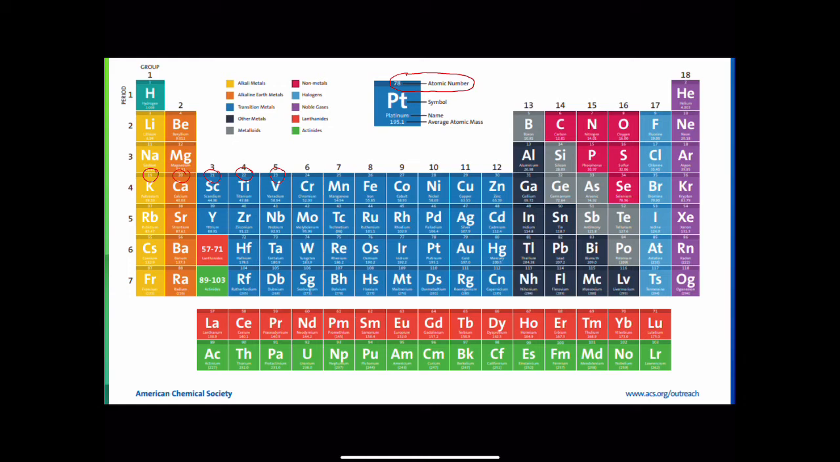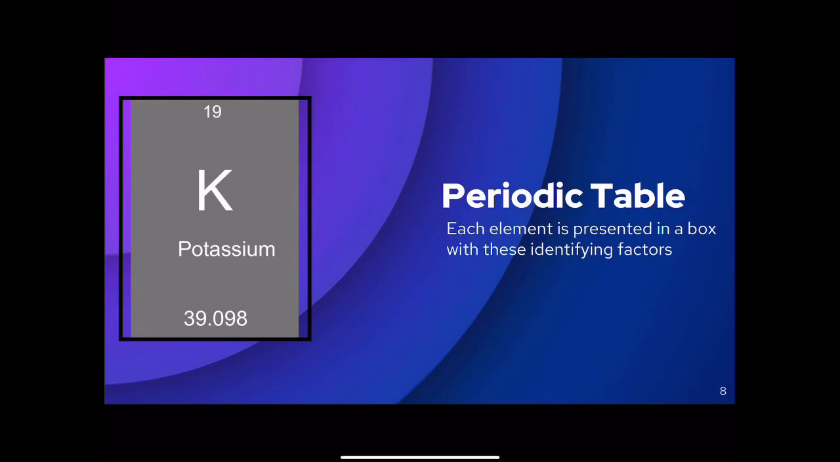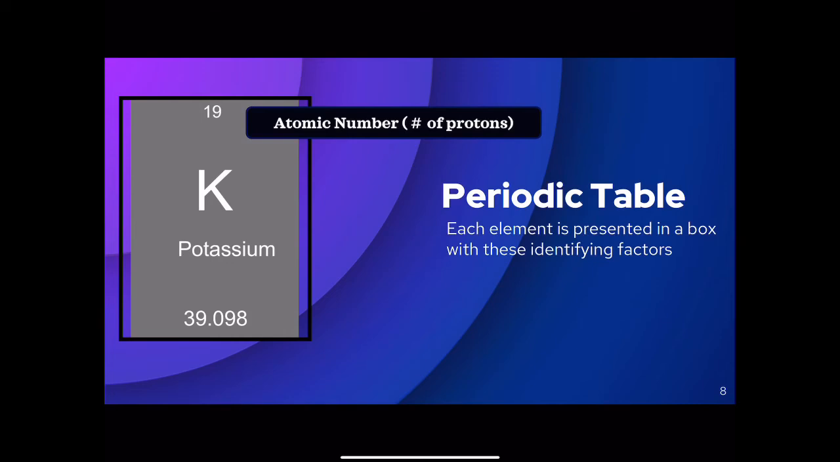Let's take a closer look at the element potassium and examine the different numbers and words and letters that are in that box. So here is potassium up close. The number at the top there represents the atomic number, also known as the number of protons. The K is the element symbol.